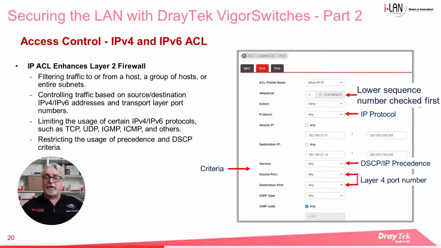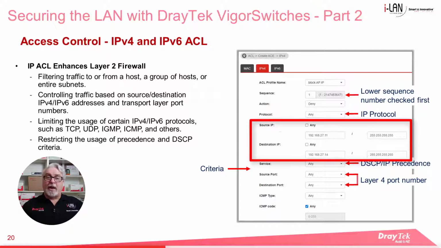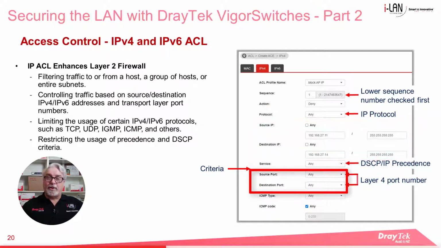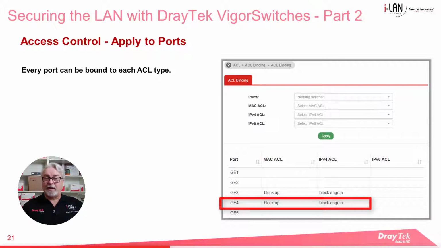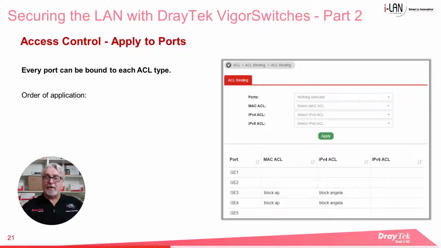We need to specify a sequence number, select the IP protocol, source and destination IP addresses, source and destination ports. After we create the access control lists and rules, we can apply them to each port on the switch. In the example here, Gigabit Ethernet port 4 has both MAC ACL and IPv4 ACL. The order in which these ACLs are applied is MAC followed by IPv4, then IPv6.